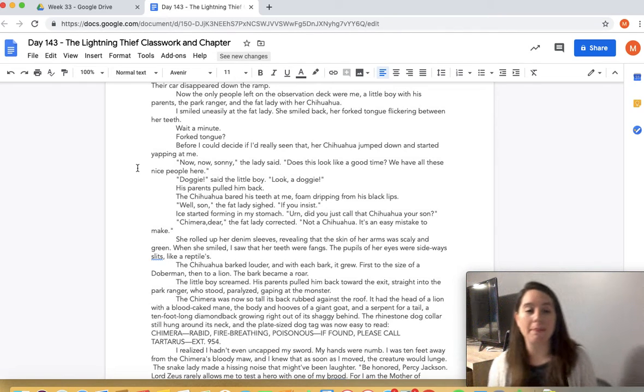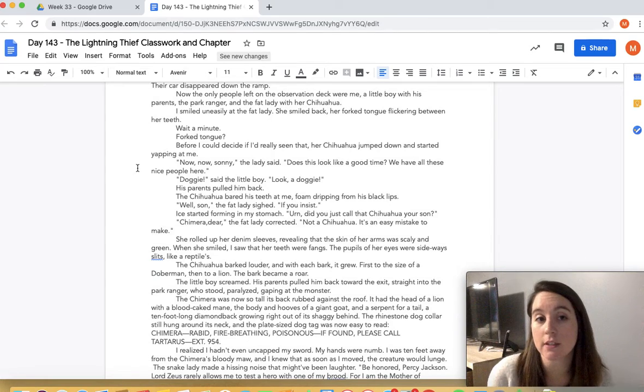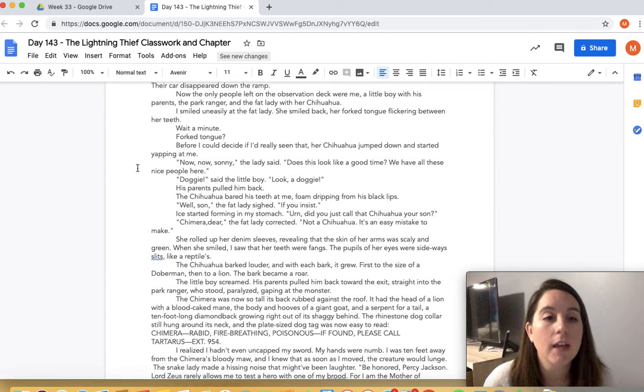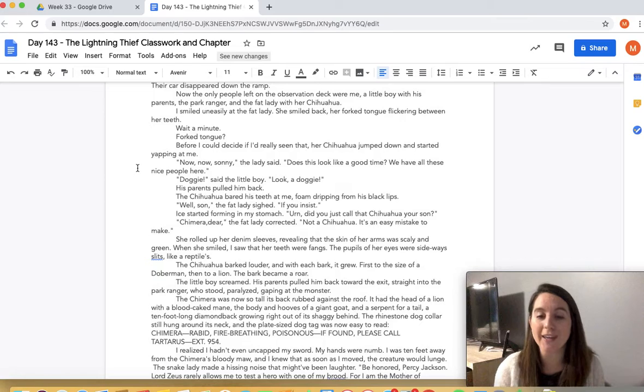Now, the only people left on the observation deck were me, a little boy with his parents, the park ranger, and the fat old lady with her chihuahua. I smiled uneasily at the fat lady. She smiled back. Her forked tongue flickered between her teeth. Wait a minute. Forked tongue. Pause. Who do you think it is? She has a forked tongue.